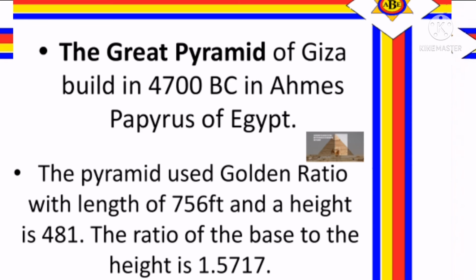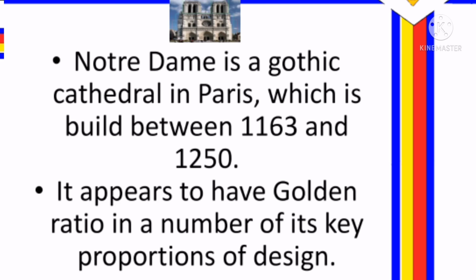The pyramid used the golden ratio with a length of 756 feet and a height of 481 feet. The ratio of the base to the height is 1.5717. Next is the Notre Dame. Notre Dame is a Gothic cathedral in Paris, which was built between 1163 and 1250. It appears to have the golden ratio in numbers of its key proportions of design.